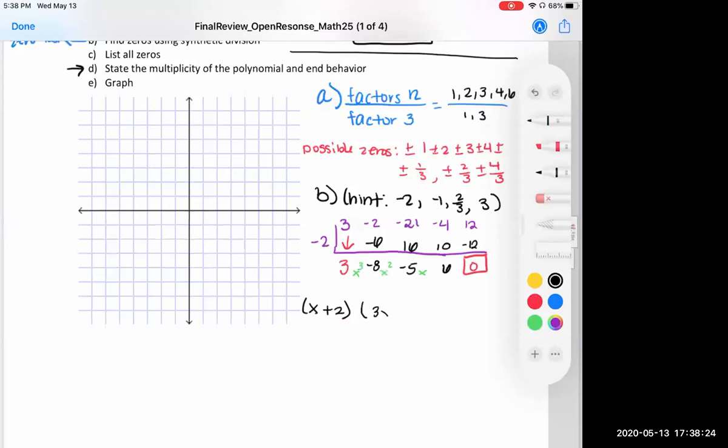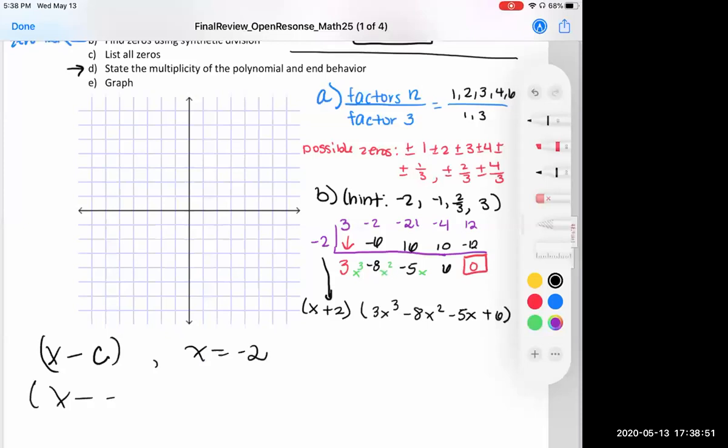And then we have 3x cubed minus 8x squared minus 5x plus 6. Now you might be thinking, why do I have a -2 and a +2? Remember, you always write x minus your 0. And we just said that our 0 is -2. So if I want to write it as a factor, it'd be x minus -2, so it'd be x plus 2, which is what we have here. All right, so prove to me using synthetic division that they're all zeros.